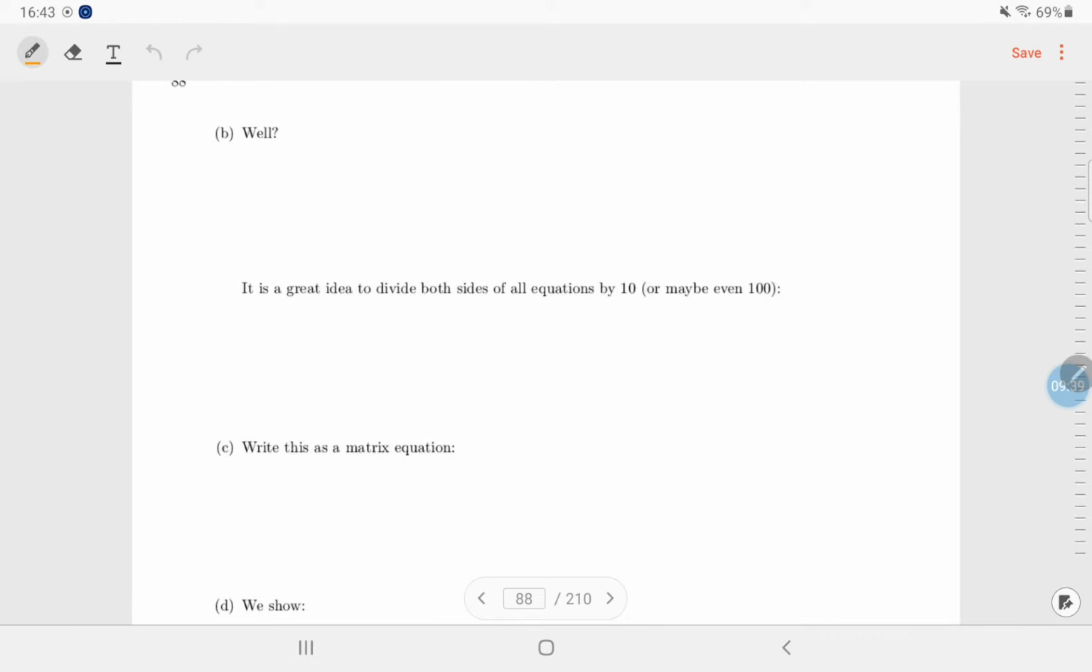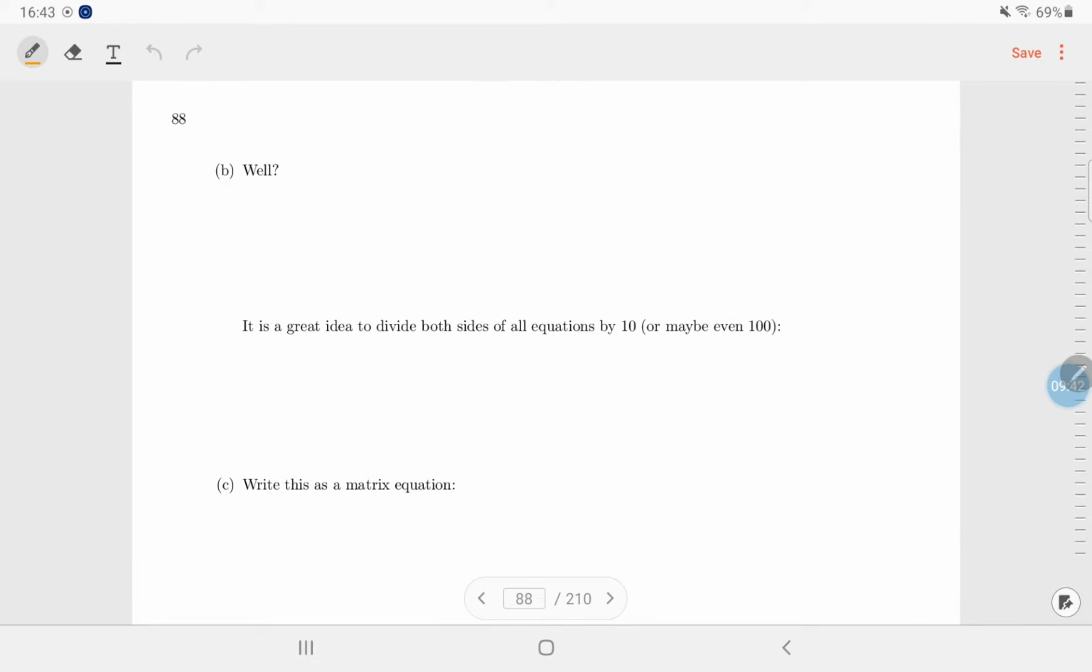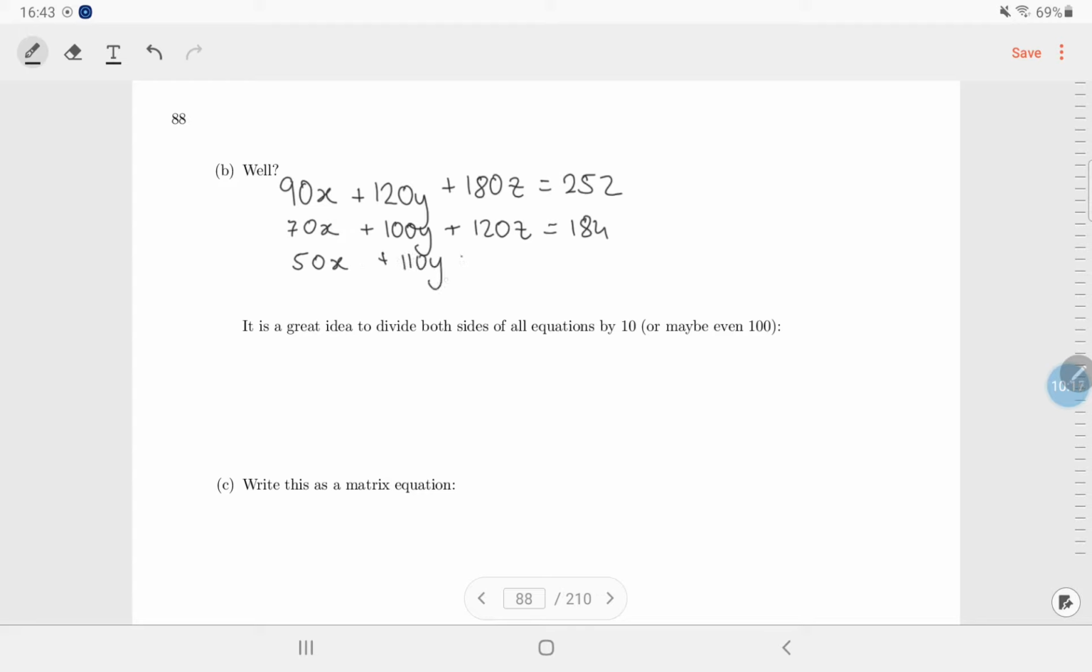So if I do the other equations in the same way, I get, well, the one I just had there was 90x plus 120y plus 180z equal to 252. And 70x plus 100y plus 120z equal to 184. I think that's October, and then November. 50x plus 110y plus 150z is equal to 206.